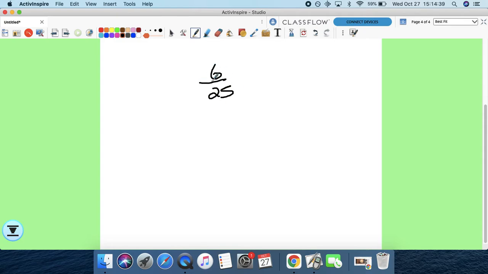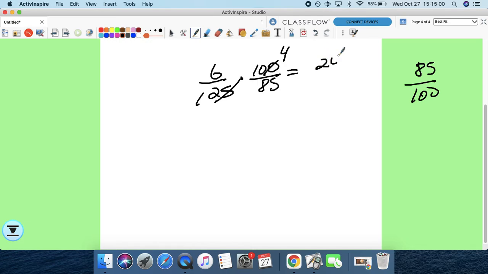6 over 25, excuse me. 6 over 25 divided by 0.85, which is 85 over 100. So let's use the reciprocal again. That gives us 100 over 85. Divided by 25, can I divide anything else? No. 24 over 85. So again, if you simplify as much as you can before you multiply, then you don't have to worry about simplifying your answer because it's already simplified.